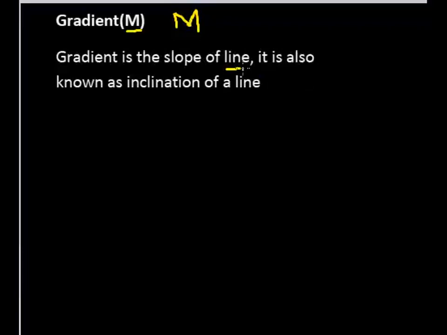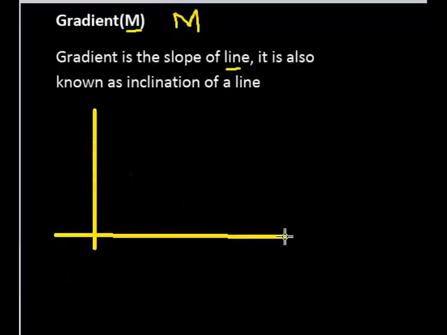Apart from it being the slope of a line, it can also be defined as the inclination of the line. Of course you know what inclination is: how sloped a line is. A line is inclined when it has an angle with the horizontal. In Cartesian coordinates, a straight line graph is always inclined.